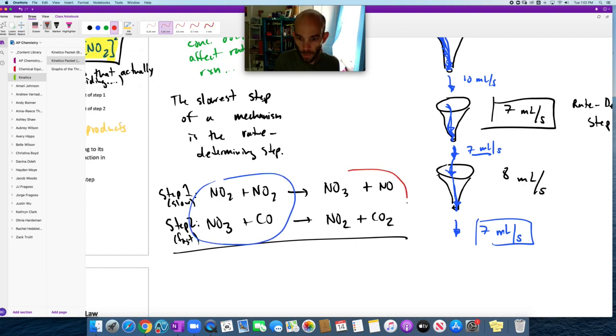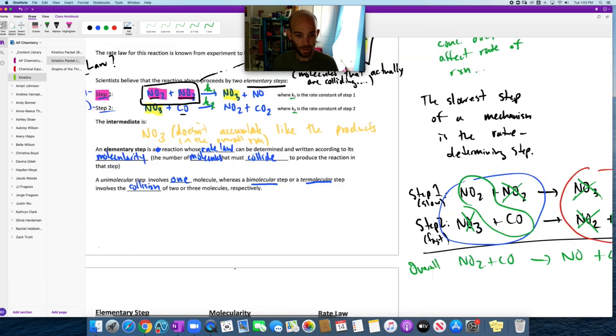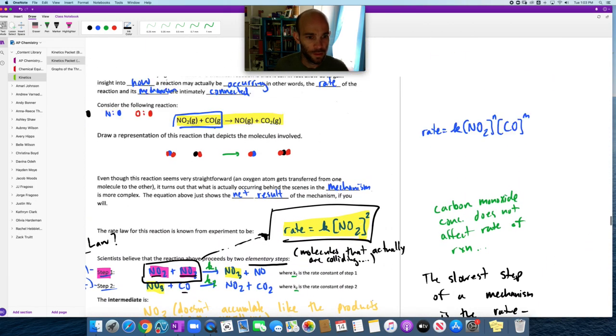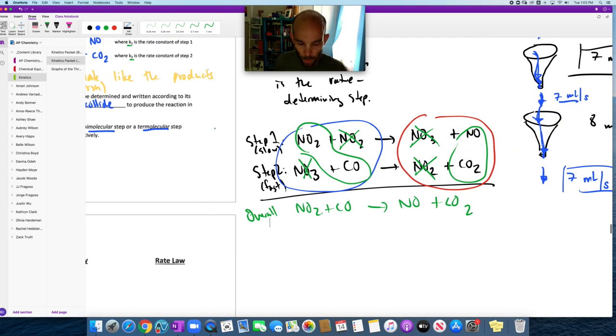Here's all of the products, but do you see some things on each side that would cancel? One of the nitrogen dioxides cancels. The nitrogen trioxide cancels out. And here are the reactants and products that are left over. NO2 plus CO yields NO plus CO2. It's the exact same, that's overall. It's the exact same as the reaction that we're studying. Okay, so those are some steps that add up to the overall reaction.